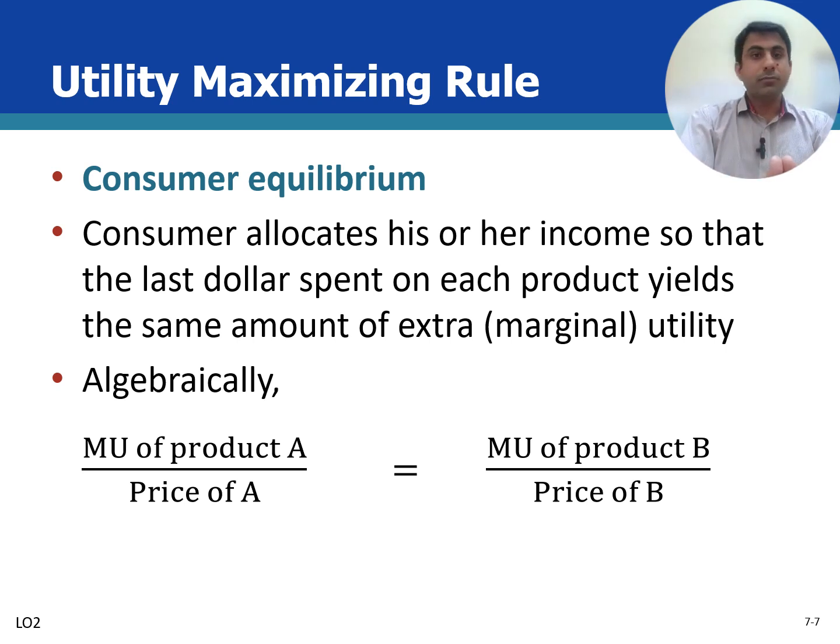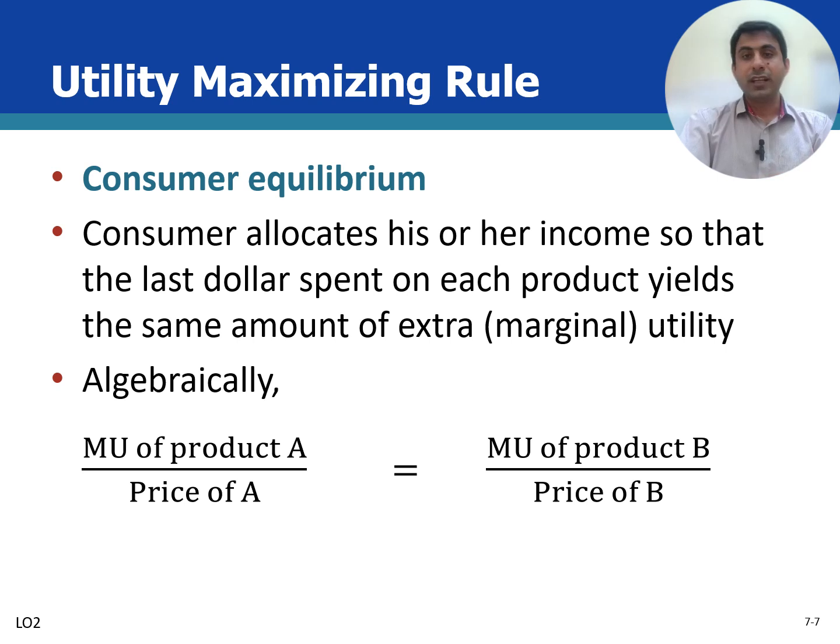Consumer equilibrium refers to the point where consumers allocate their income in such a way that the last dollar spent on each product yields the same amount of extra utility, or marginal utility. This principle is based on the idea that consumers seek to maximize their utility given their budget constraints.